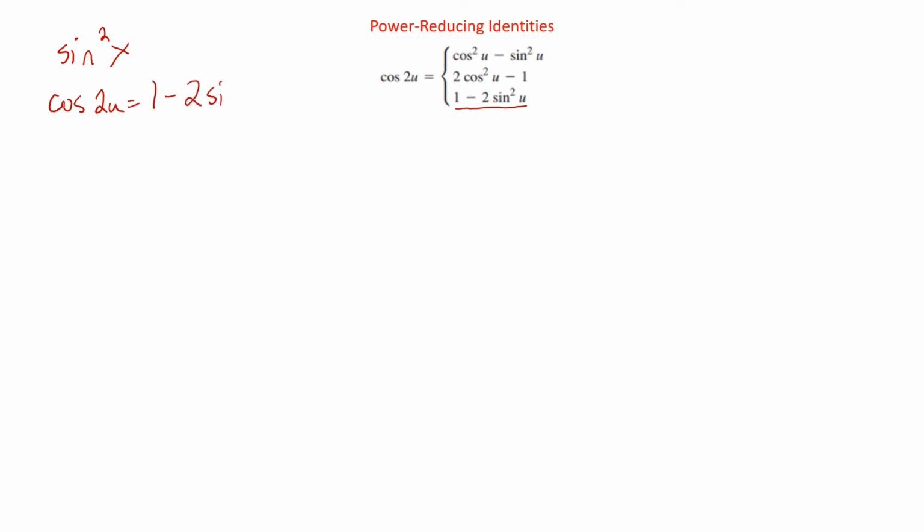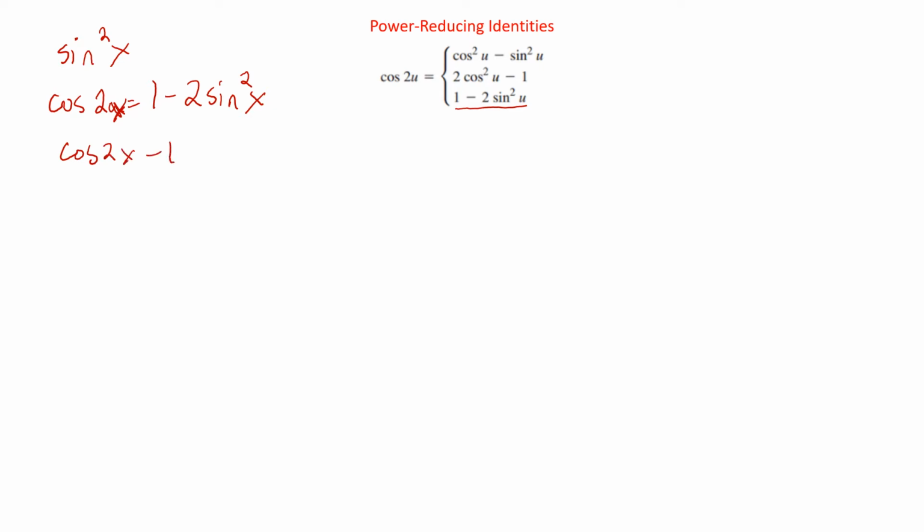We have some power reducing identities where we can take squared things and bring them down so they're not squared anymore. Now, these actually come from the double angle for cosine. Because if I have sine squared of x, and I need to make it so it's not sine squared anymore, well, we have this thing that has sine squared, so we would start out with cosine of 2x equals 1 minus 2 sine squared x. We can subtract the 1.